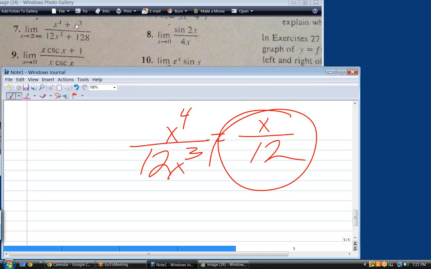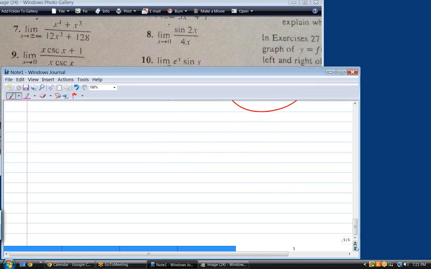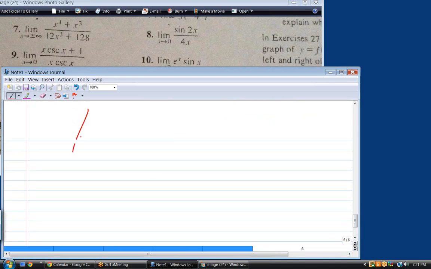You go in and tell your teacher that that's a typo. Okay. And he will agree with me. I assure you. Okay?